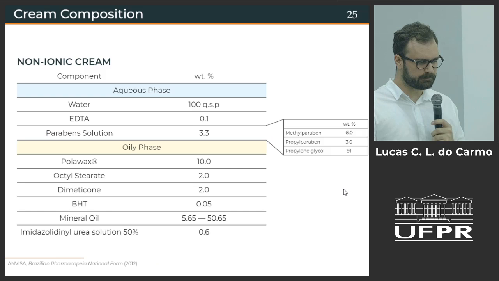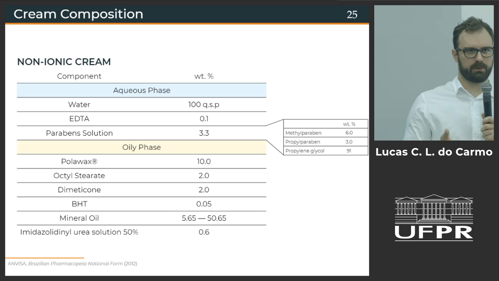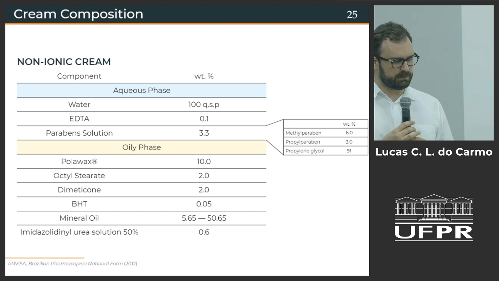So we chose a non-ionic cream that is described in the Brazilian pharmacopoeia. To stress this cream, which is very stable and known for decades to be so, we increased the concentration of mineral oil to see if that would destabilize these formulations over time. And we produced several formulations.